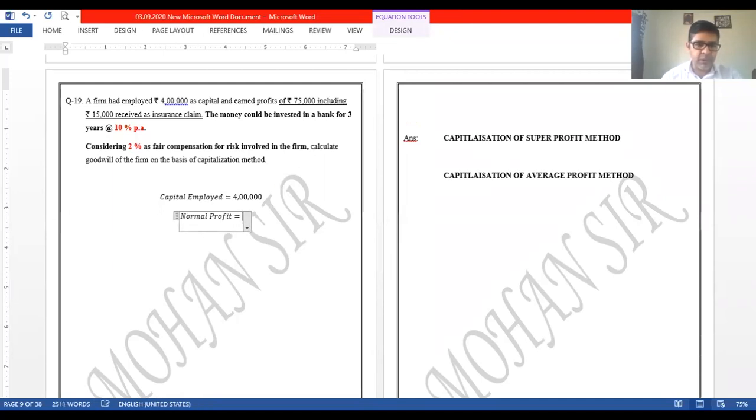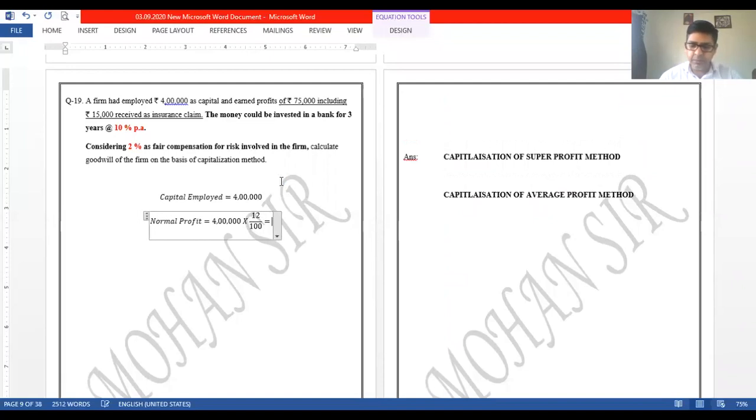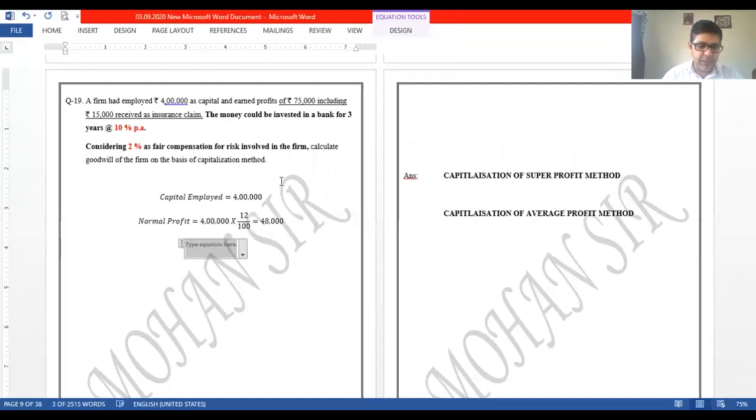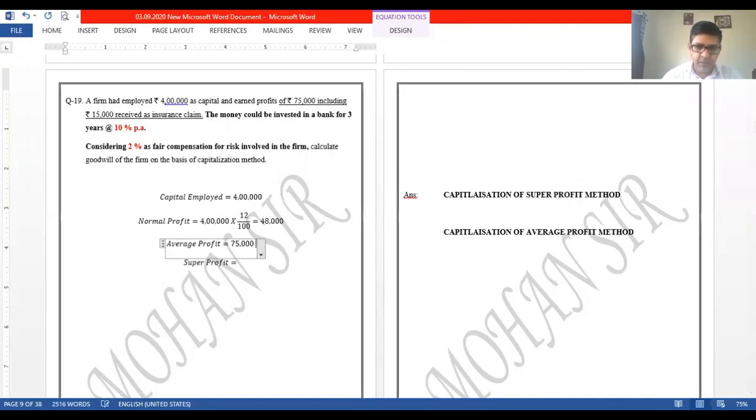The normal profit is equal to 12%, which is the rate of return that I'm going to calculate. So 4 lakh into 12 by 100, that will be equal to 48,000. Let us have the average profit, or actual profit. How much is that given? That is 75,000. 75,000 minus 15,000 as the abnormal income, right? So 75 minus 15 will be 60,000. So super profit will be equal to average minus normal. Normal is 48,000. So 60 minus 48 is 12,000, right?